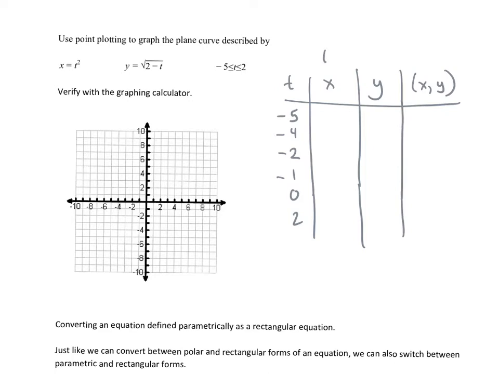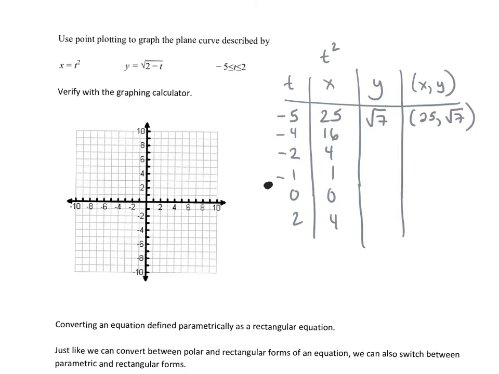So my x is t squared, so I'll square all these: 25, 16, 4, 1, 0, 4. Those are my squares. And my y's are the square root of 2 minus t. Well, 2 minus -5 is 7, so y is the square root of 7. So my first point is (25, square root of 7). That's square root of 7 between 2 and 3, so it's way out here. So there's my starting point, way out here.